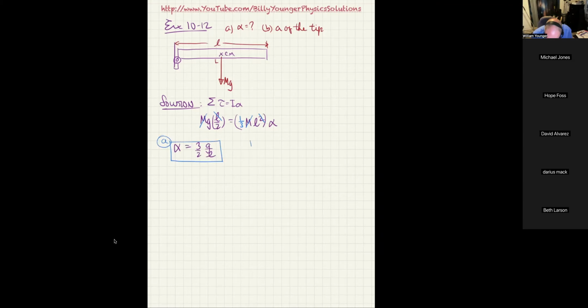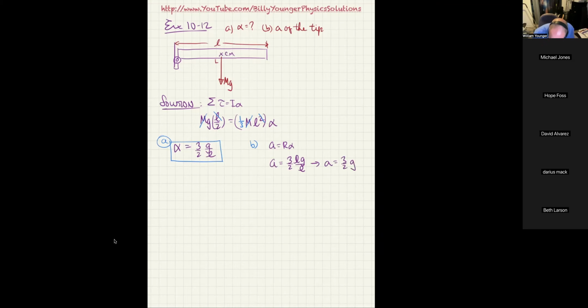And now for part B, the answer is A is equal to R times alpha. In this case, the R is L. So we're going to say A is equal to 3/2 R, or excuse me, 3/2 LG over L. So A is equal to 3/2 G.